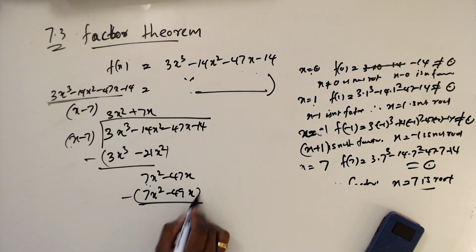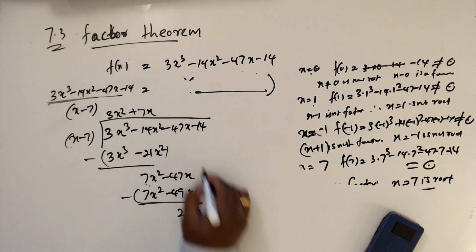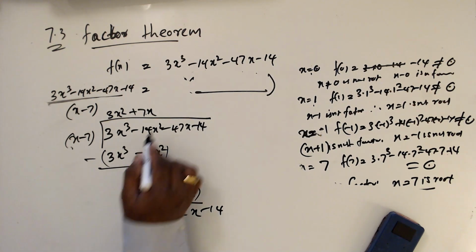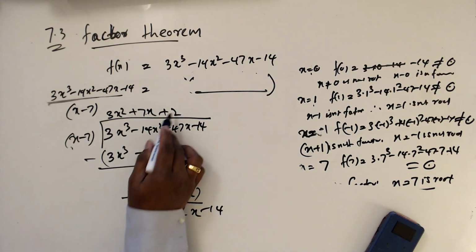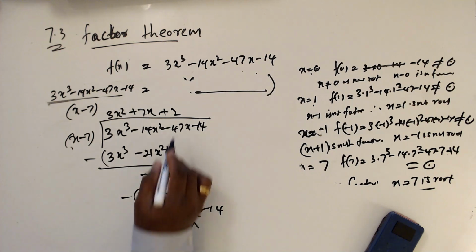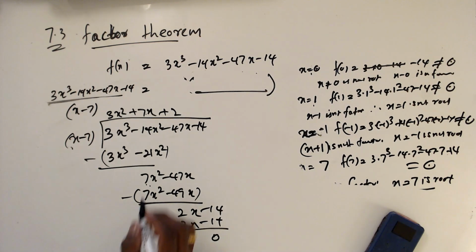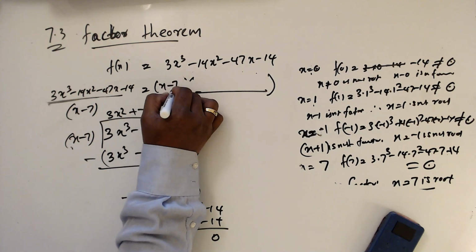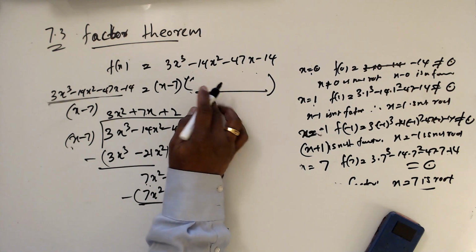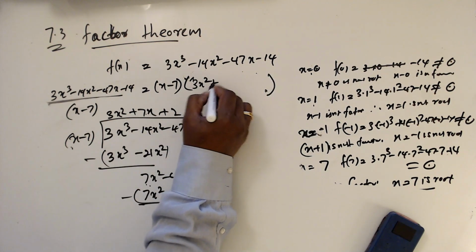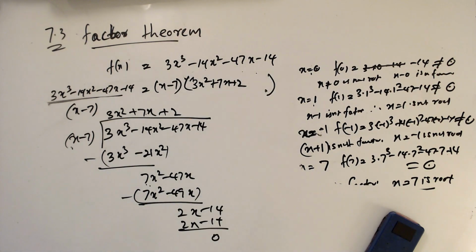And you want to subtract. Then this is going to be 2x, and bring this one down. Then this is going to be plus 2. So 2 times x, 2x. 2 times 7 minus 14, 0. Now we divided by x minus 7. What is the quotient? 3x squared plus 7x plus 2.